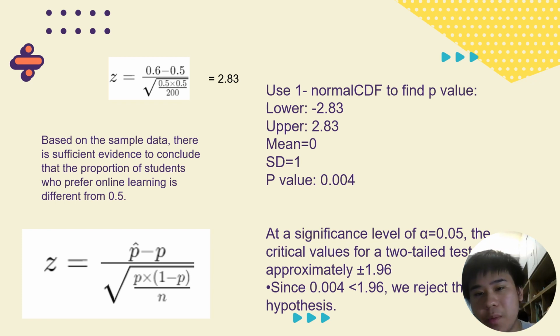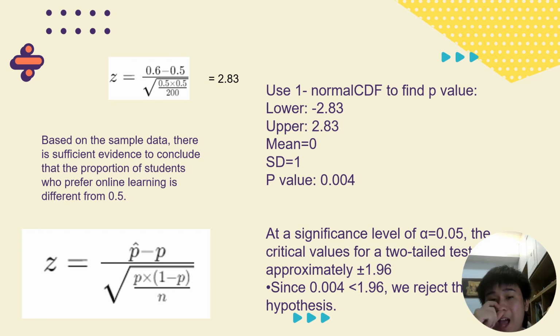We'll be using the z-score to find it. The z-score equation also can be found on your formula sheet. P hat minus P over the square root of P times Q over N. So we'll plug in all the data to find the z, which gives us a value of 2.83.